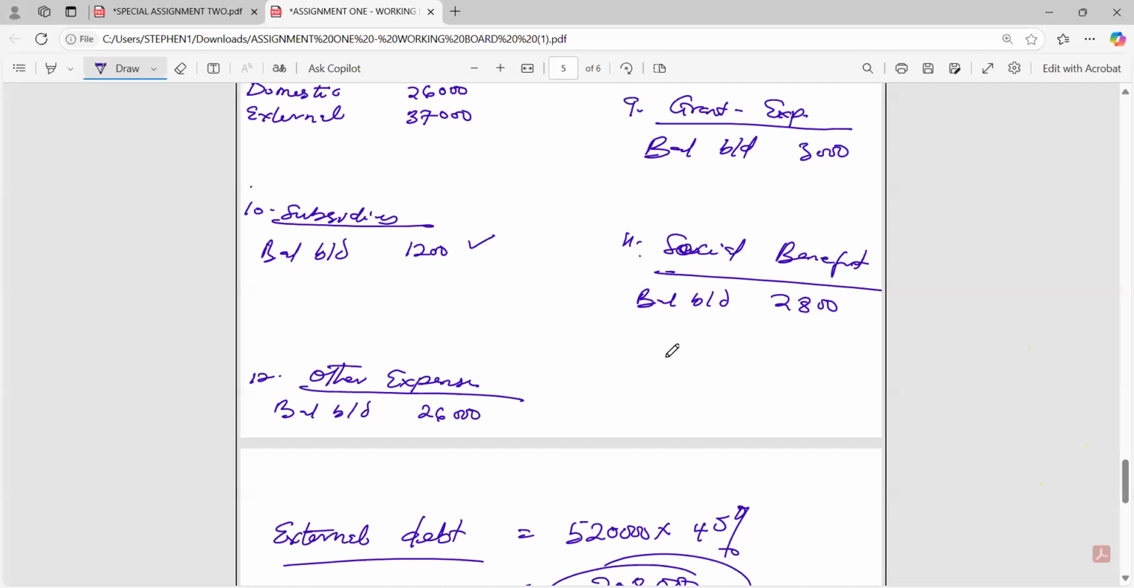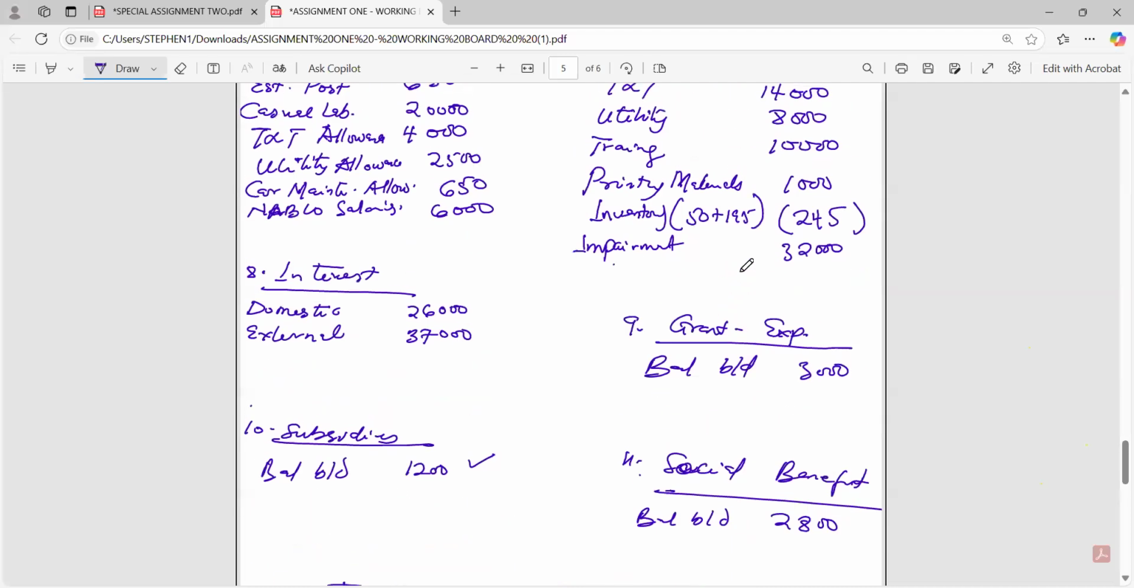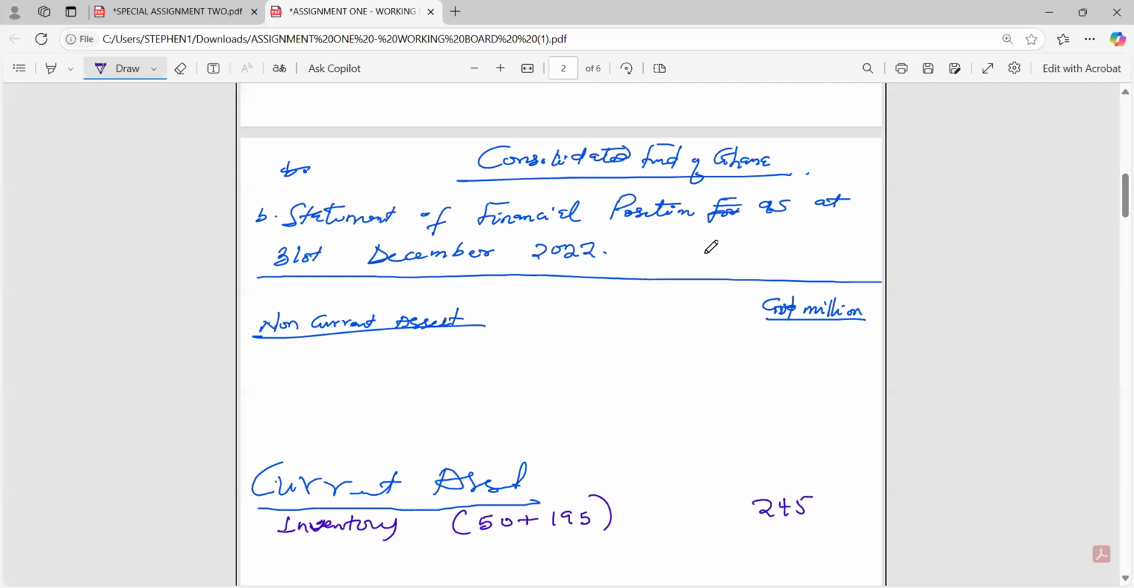Good, we are done. Then the second one, like I said, impairment simply means what? A reduction in the value of whatever they are talking about. So as you saw, they said what? Investment property. So come and write investment property. $160,000 minus 32,000. 128,000.